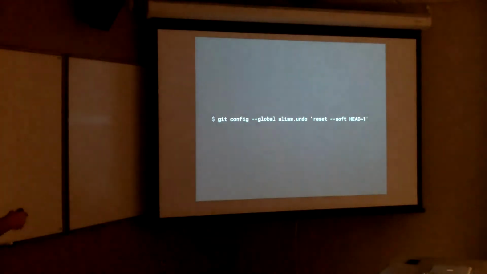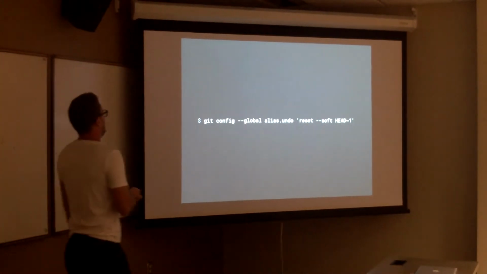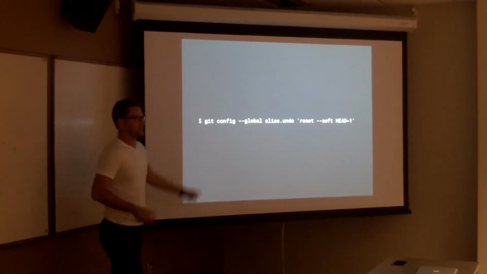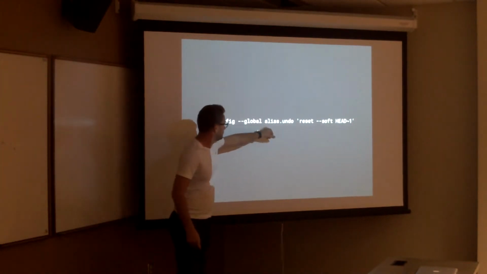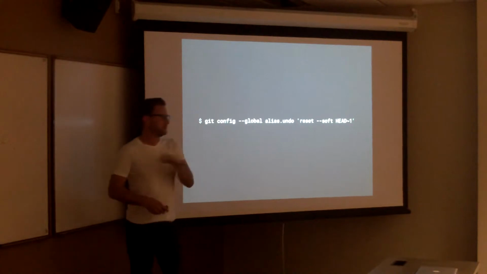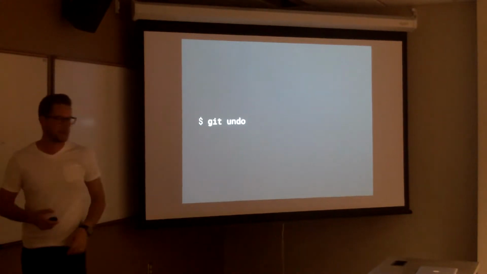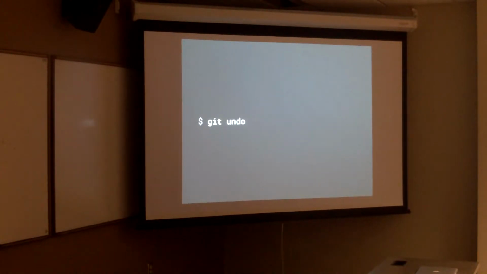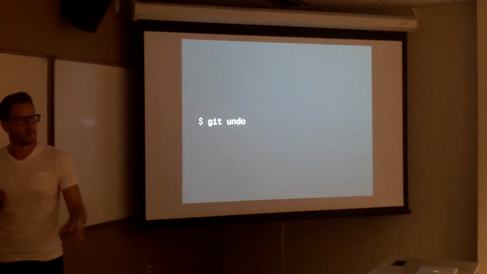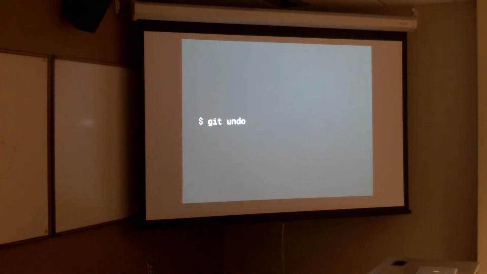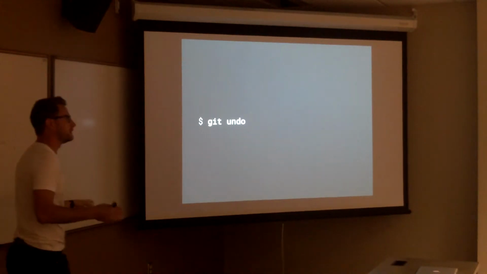In fact, I use this command so much that I make a global alias for it, and I recommend that you do this. So I run git config --global alias.undo 'reset --soft HEAD~1'. So now whenever I screw up, I can just do git undo, and it undoes that commit. And I can change it. I can reword the message. I forgot to add a file, or I added too many files, or something, and then I can recommit my stuff, and I'm right back where I need to be.